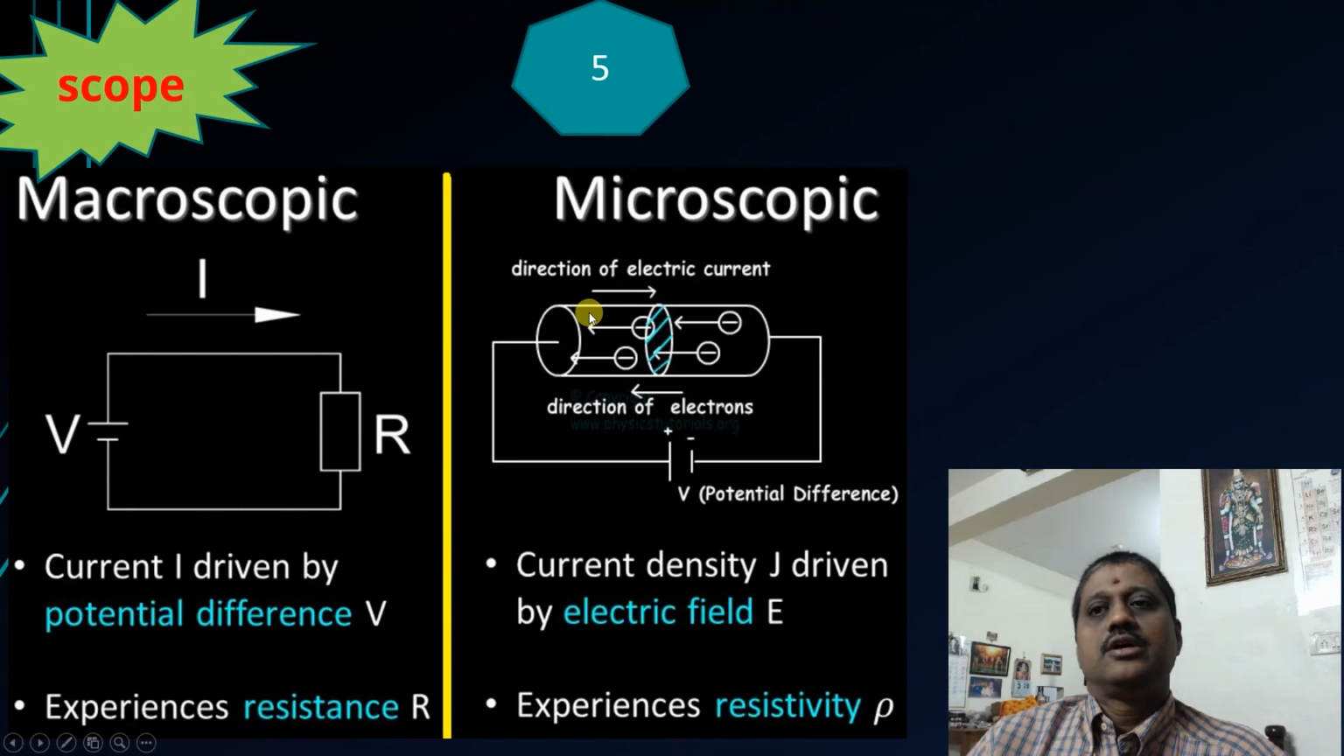Go beyond. So based on dependence, based on additivity, based on functional aspects, based on definition, based on scope, we have differentiated resistance versus resistivity. I hope you have understood the concept today.